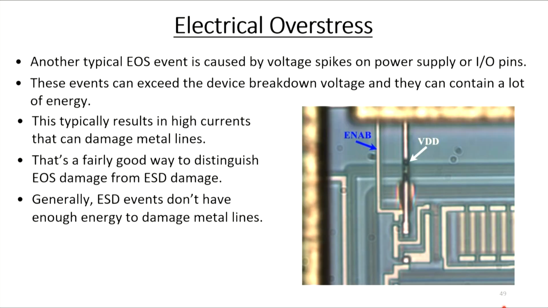Another typical EOS event is just caused by voltage spikes on power supplies or input-output pins. And these events can often exceed the breakdown voltage of the chip, and they can contain a lot of energy. And this is going to typically result in some high currents, and these high currents can blow out metal lines. And I show a picture here of a blown out metal line right here. So just an FYI, this is a fairly good way to distinguish EOS damage from ESD damage. Generally, ESD events don't have enough energy to actually blow out a metal line like this. If you see a blown metal line, odds are it's an EOS failure.